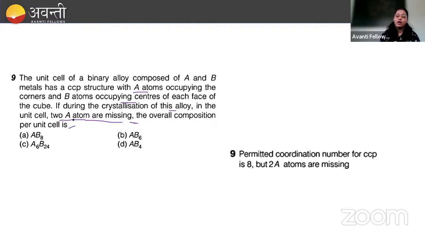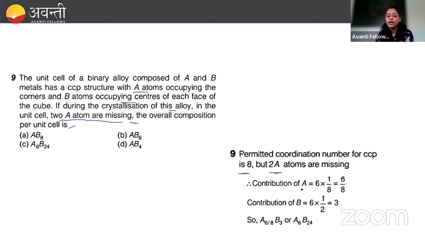The coordination number for CCP or FCC structure is 8, right? But here 2 atoms are missing. So since 2 atoms are missing, the contribution of A will be 6 into 1 by 8, so 6 by 8. And the contribution by B will be 6 into half, because all B atoms are present at the faces. So there will be total 3 B atoms per unit cell. So 6 by 8 atoms of A and 3 atoms of B.